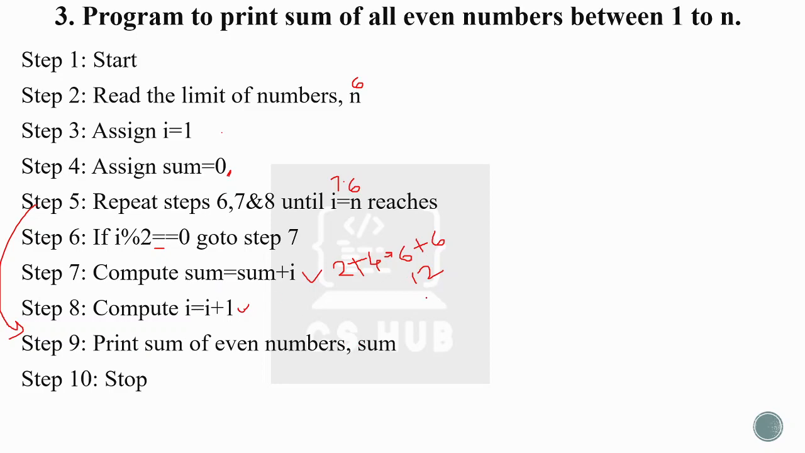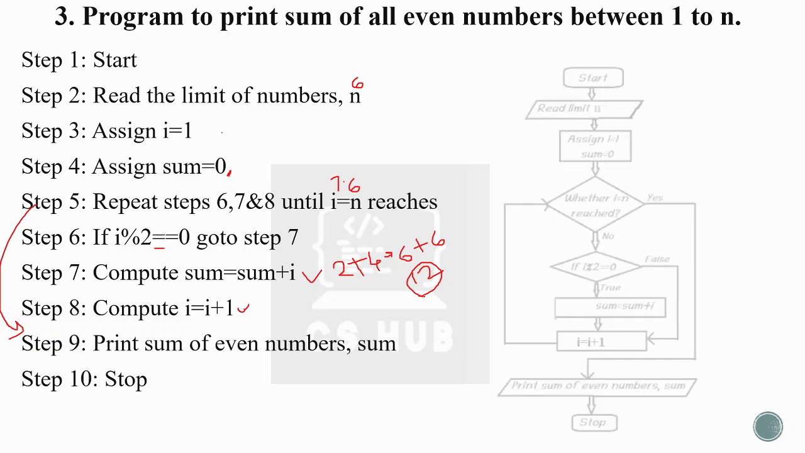So value of sum is 12 now. 12 got printed. This is the program to print sum of all even numbers between 1 to n. Hope the concept is clear.